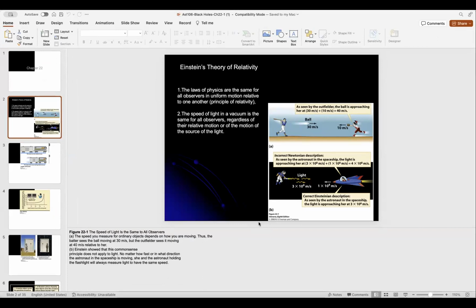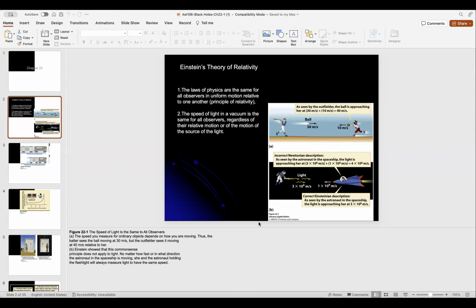The two axioms of the theory of relativity are that the laws of physics are the same for all observers in uniform motion relative to one another. This is called the principle of relativity. Secondly, the speed of light in vacuum is the same for all observers regardless of their relative motion or the motion of the source of light.